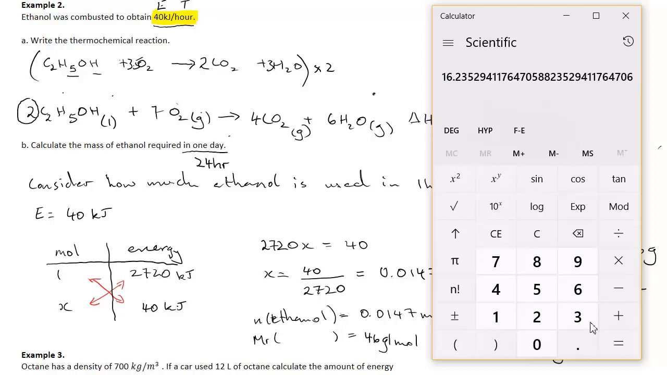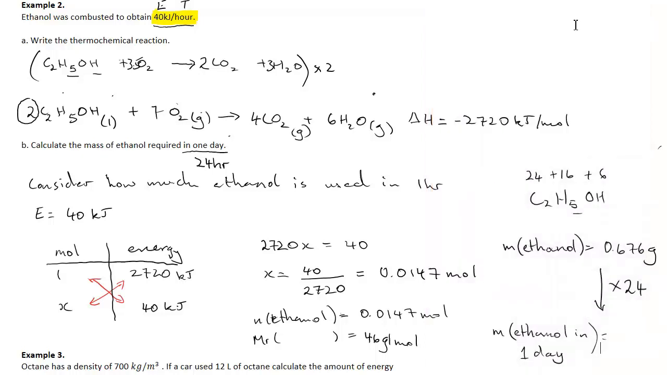So 16.235. Just need to find it again. 16.235 grams. And then we look at the significant figures, and we find that we just have 2 significant figures to deal with. So it's approximately 16 grams. Okay? So that's how much ethanol is used in 1 day.